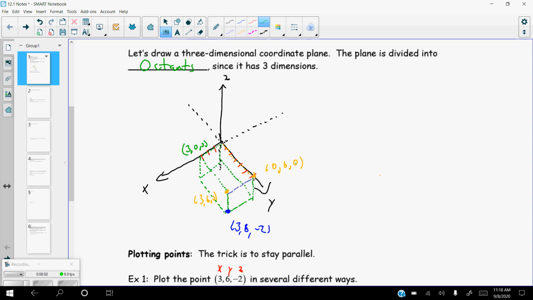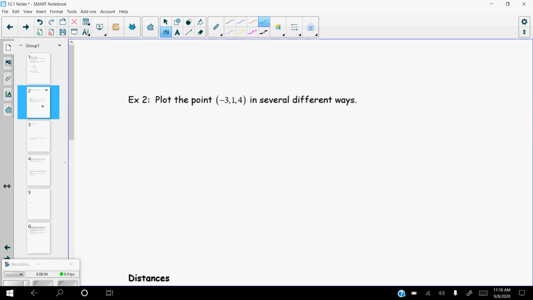Okay, so let's go ahead and look at the second example. Plot the point -3, 1, 4 in several different ways. Well, I'll do at least a couple. This time I definitely will not do all of them. Again, the first thing is plot your x, y, z. This will take some getting used to, but you will get used to this. So there's z, there's x, there's y. And it looks like we've got a negative value, so I'm going to have to extend these just a little bit. You'll probably be able to do a much better job on your own paper.